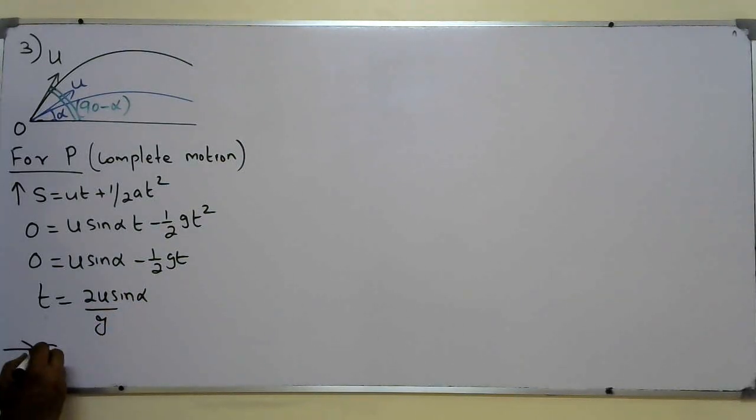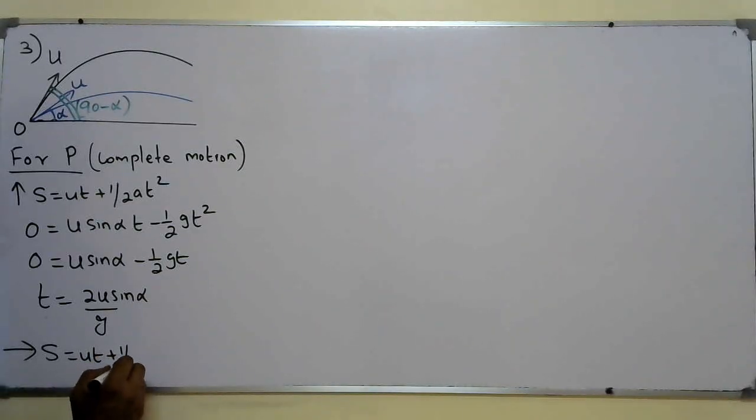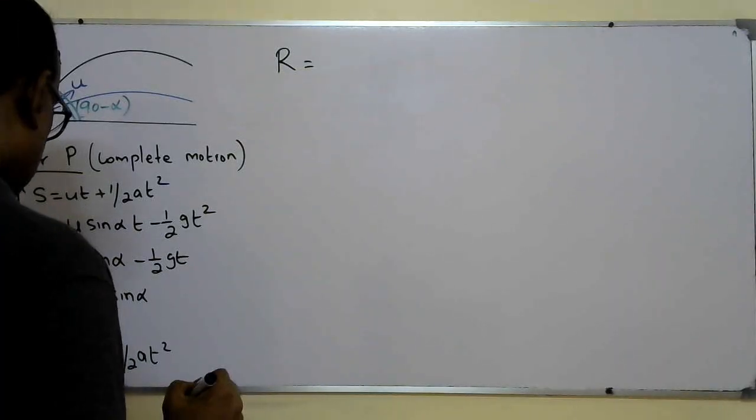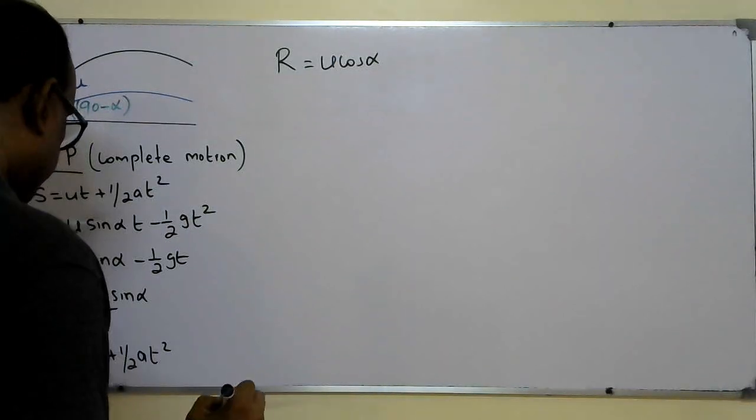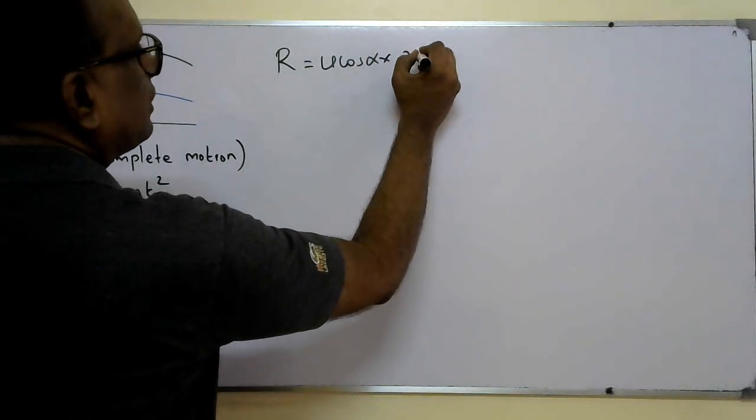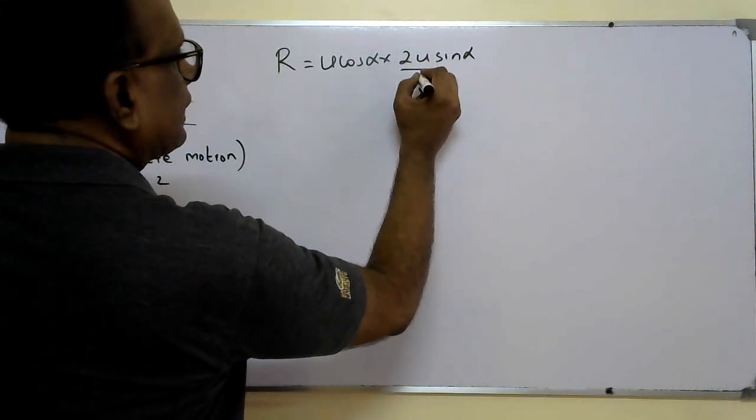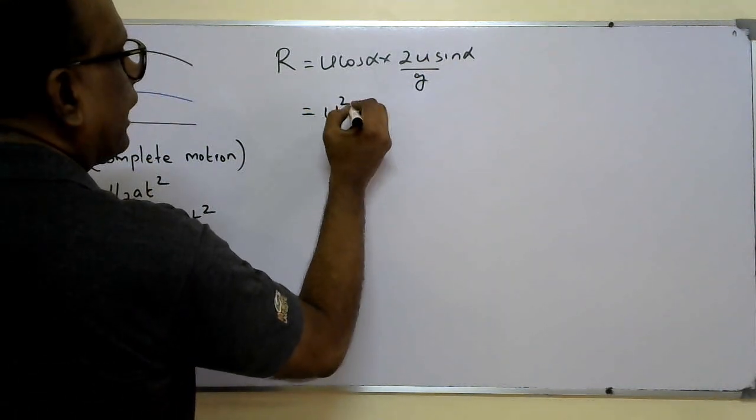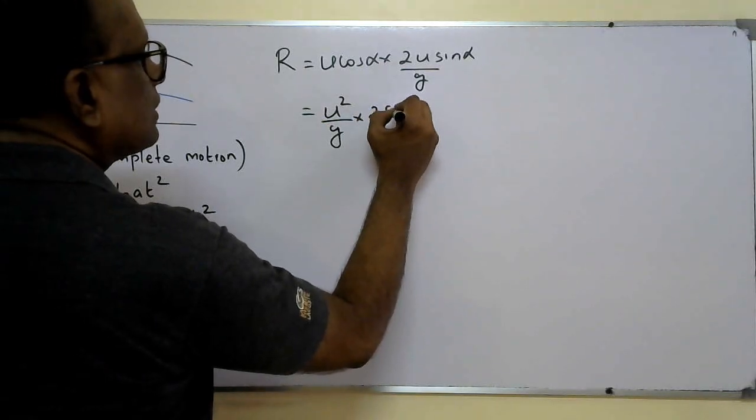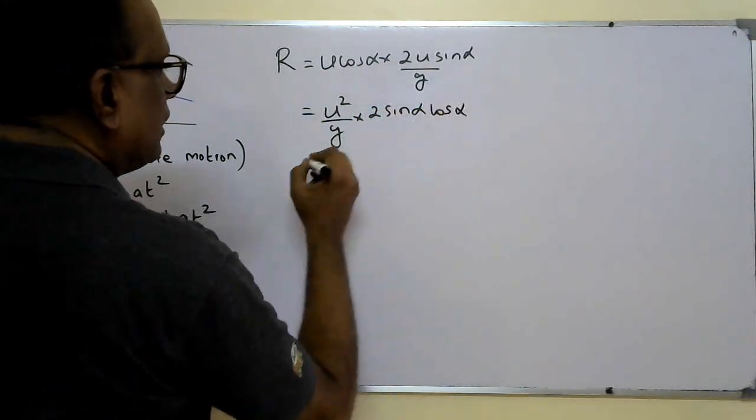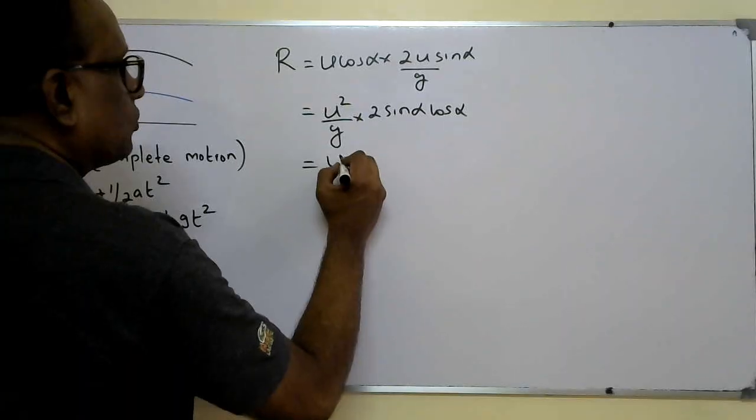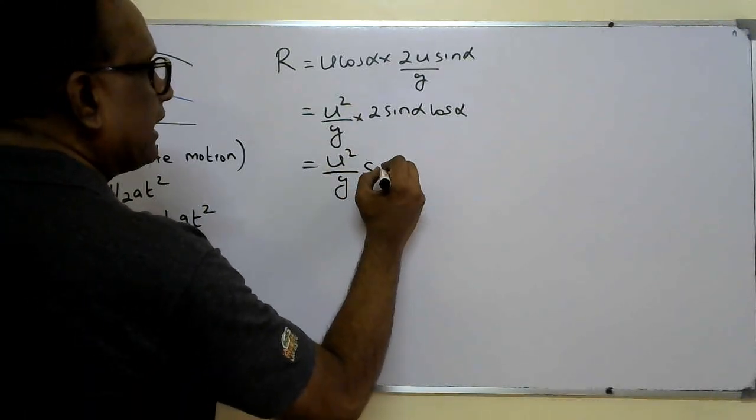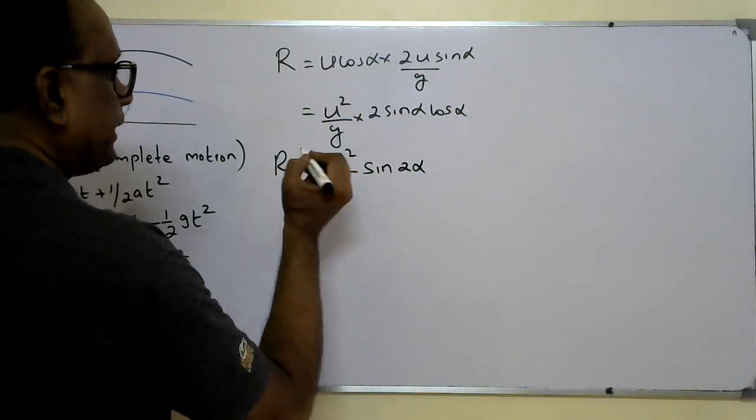When I consider horizontally, s equals ut plus half at squared for P, the range of P is going to be R equals u cos alpha into the time 2u sine alpha over g. So it's going to be u squared over g into 2 sine alpha cos alpha. You know 2 sine alpha cos alpha equals sine 2 alpha, you know that. So it's going to be u squared over g sine 2 alpha. That is the range of P.